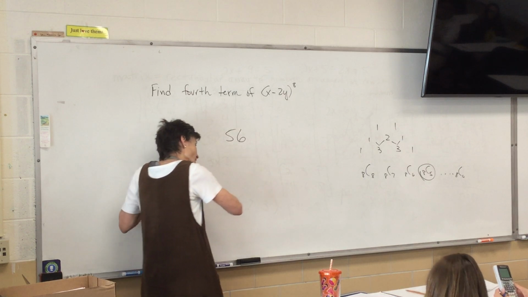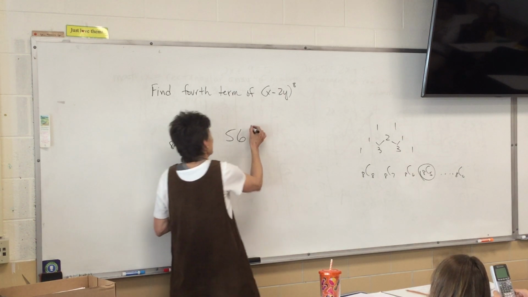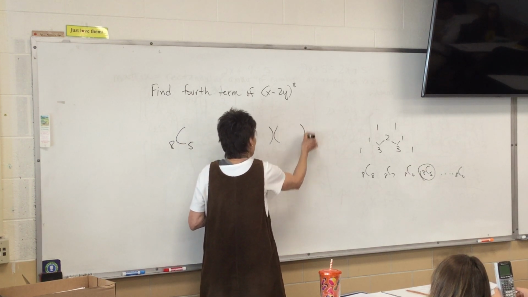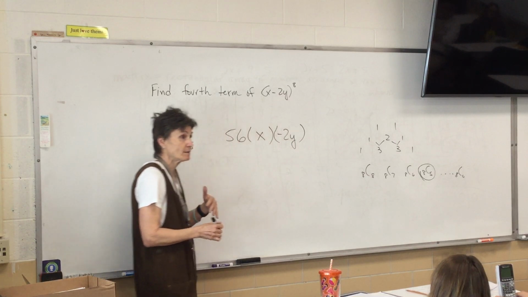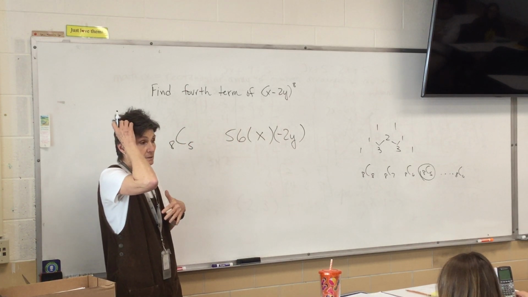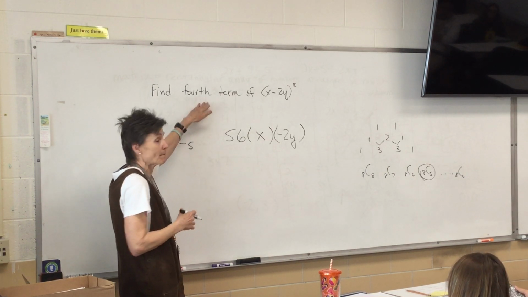So pretend I have all the numbers written out. One of the numbers in the line would be 56. Next to all of the numbers, I'm going to have an X and a negative 2Y. Agreed? Next to all of them, I'm going to have that. But I'm only caring about the 4th one.